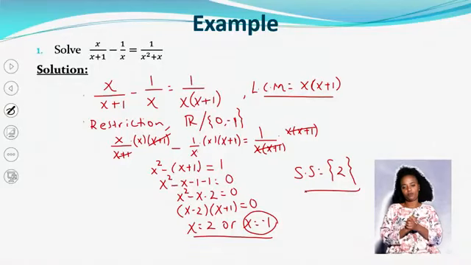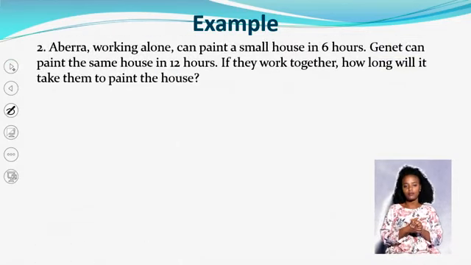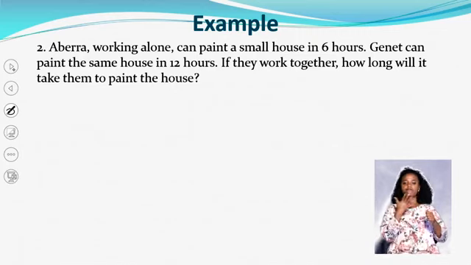Now let's continue to the second example. Let's see this one. Aberra, working alone, can paint a small house in 6 hours. Gannet can paint the same house in 12 hours. If they work together, how long will it take them to paint the house? So let's see this solution.